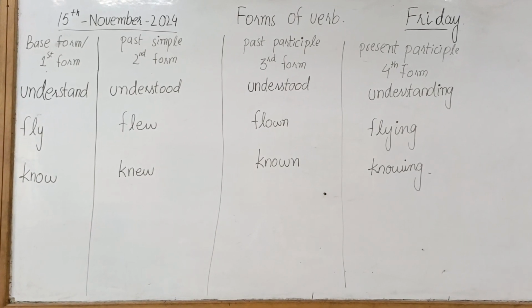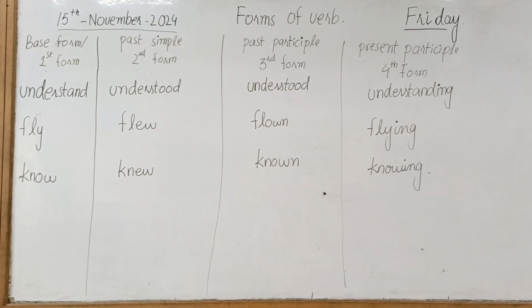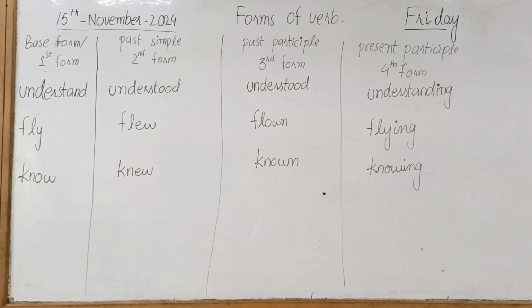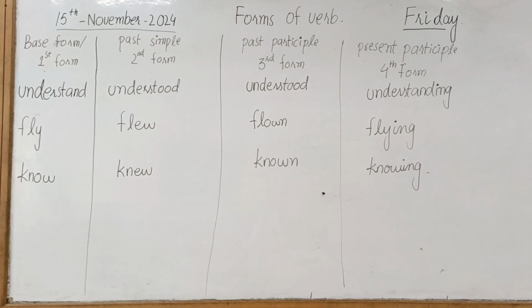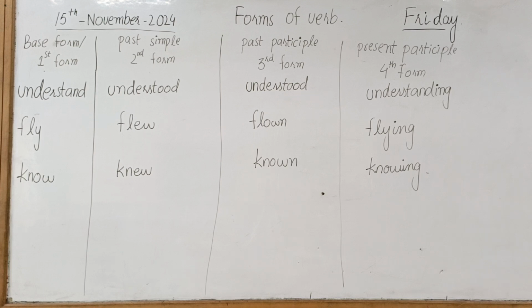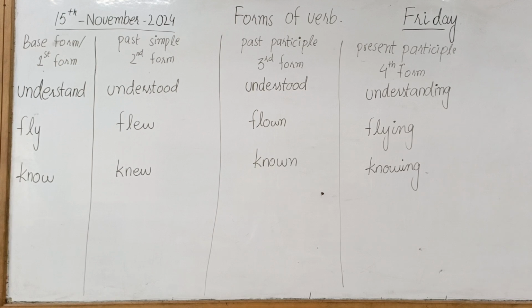You can see the third and second forms of fly and know are similar, with the EW and OWN. Let's read them. The first verb we have here is the base form, understand, second form is understood, third form is understood, and the fourth form, the present participle, is understanding. Very good. Second, the second last word is fly, second form is flew, and the third form is flown. And what is the fourth form?